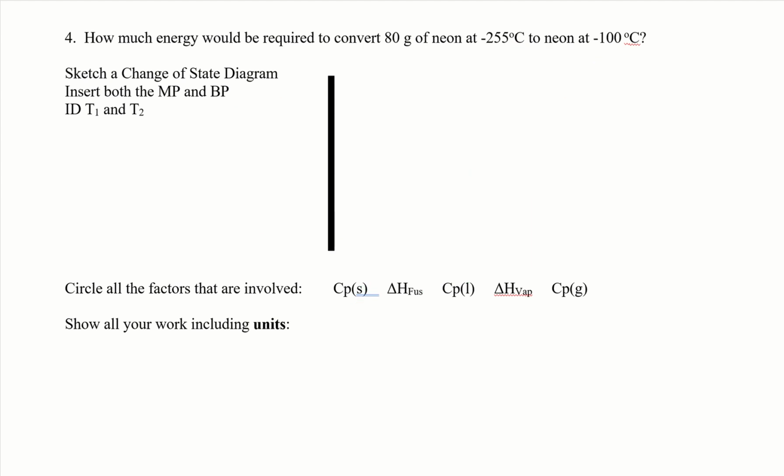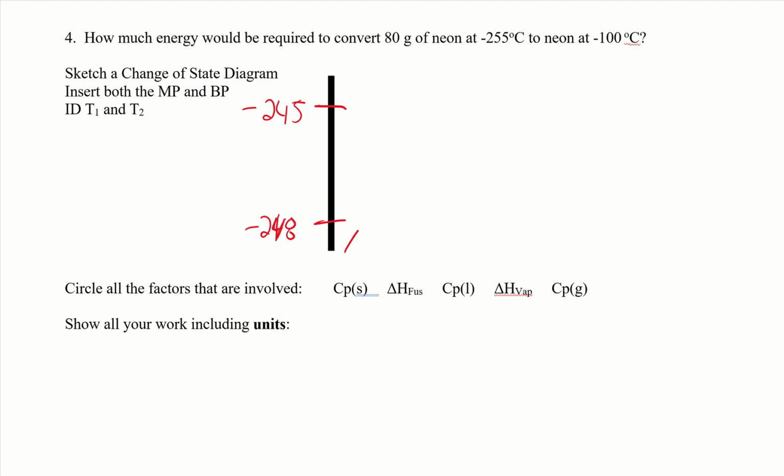Okay, so finally last step. So the prior one's going to be a 3-step problem. And then this final one, we got neon, so we haven't used neon before. We need to look up its melting and boiling points. Melting point is really cold, negative 248. And then negative 245 is where it boils. So there's only 3-degree temperature difference.